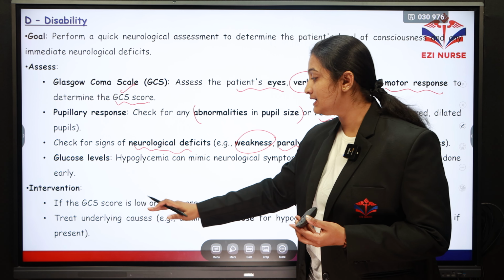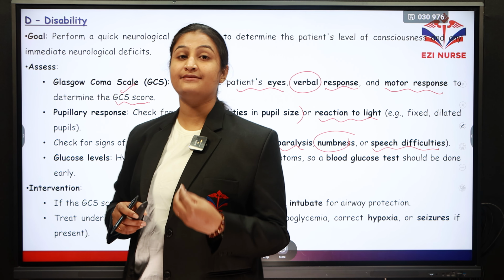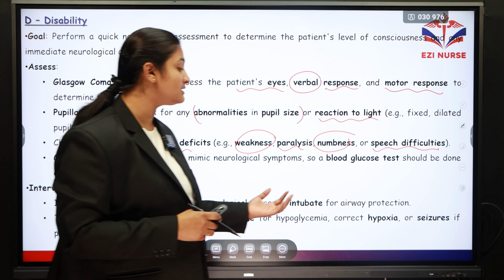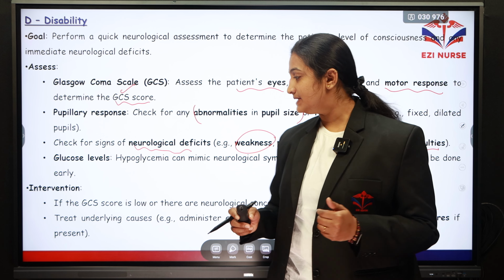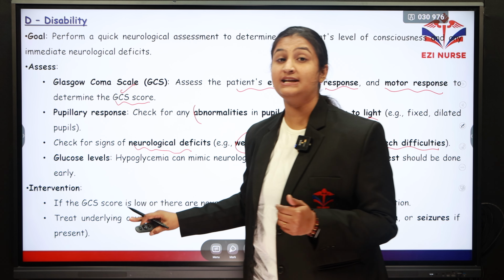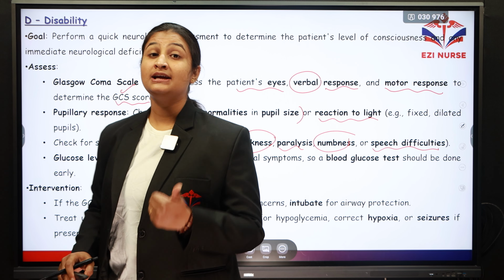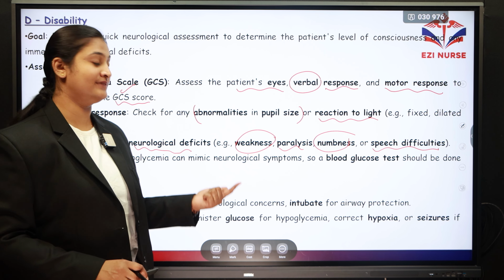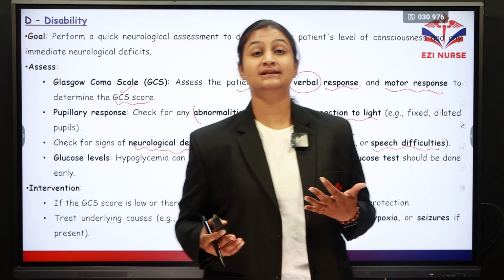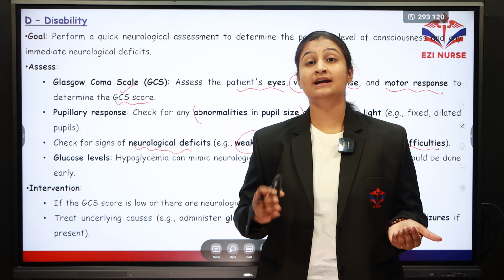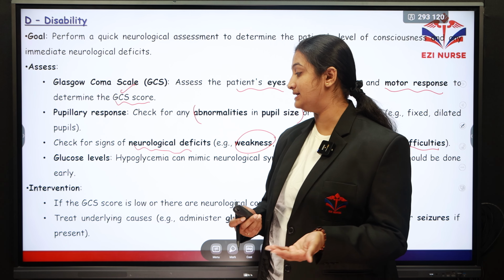If the score is very low, or there are some neurological concerns, you intubate the patient for airway protection. Then treat underlying causes. For example, you have to administer glucose if the sugar level is dropping. Hypoxia should be corrected. Seizures, if the person is having seizures, you have to take care of that immediately. All these things must be maintained.